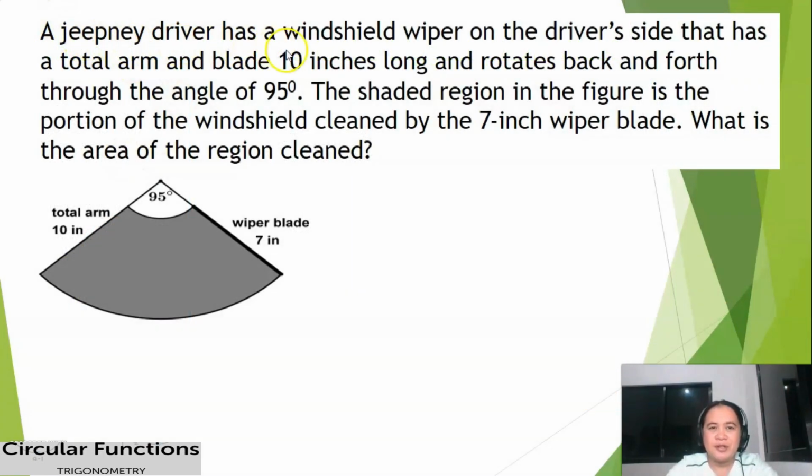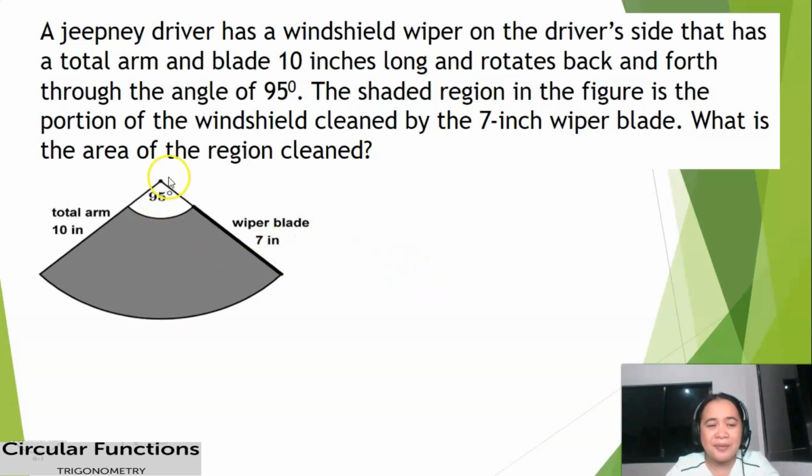A jeepney driver has a windshield wiper on the driver's side that has a total arm and blade 10 inches long and rotates back and forth through the angle of 90 degrees. The shaded region in the figure is the portion of the windshield cleaned by the 7-inch wiper blade. What is the area of the region cleaned?